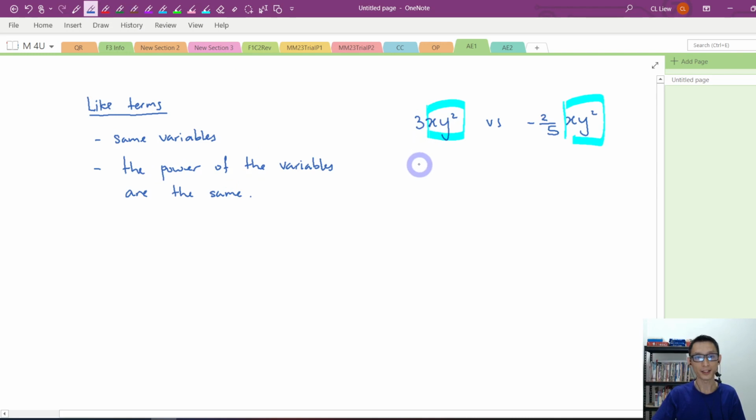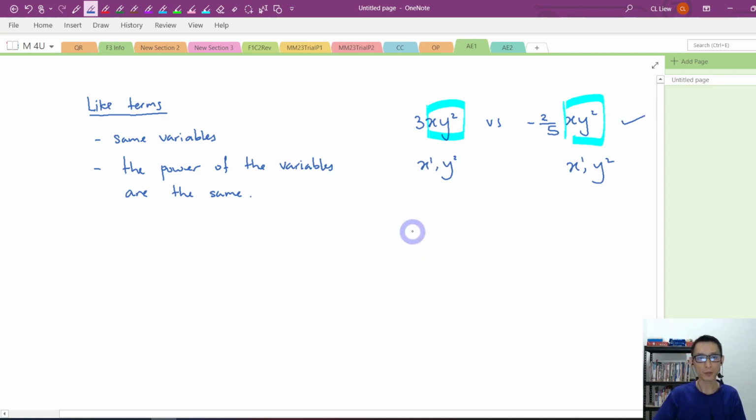Now the variable here is x and y. The variable here also x and y. They have the same variable, but are their powers the same? The power here is 1, the power here also 1. So for the part x, same power. How about y? The power here is 2, the power here is 2. Therefore, we can make a conclusion that these two terms are like terms.